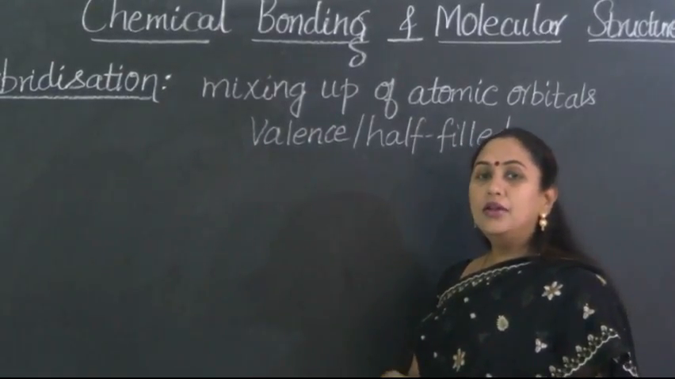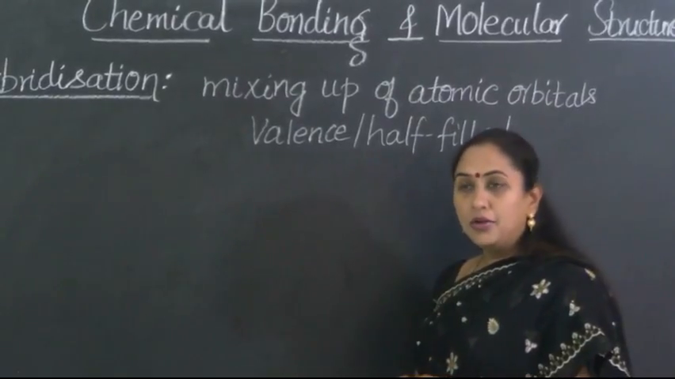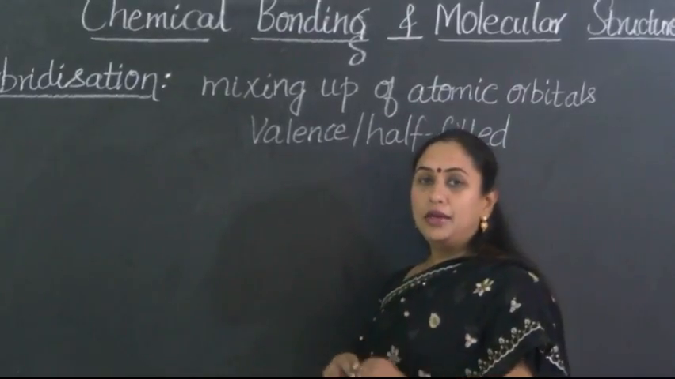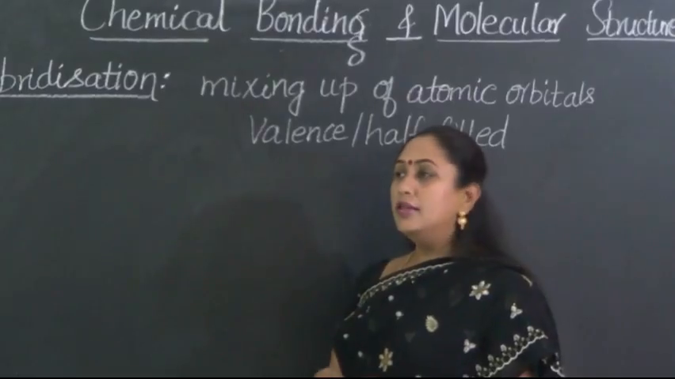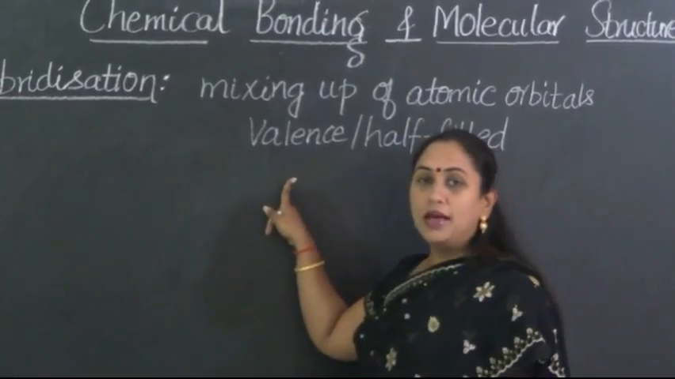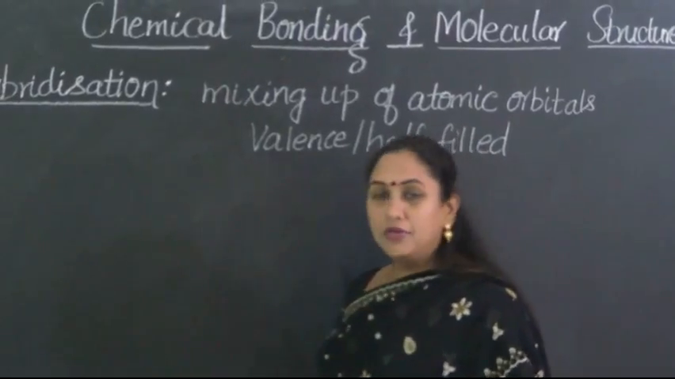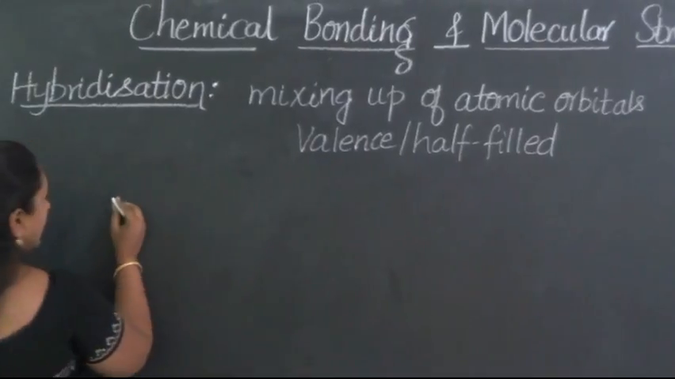Now, why are they undergoing this mixing up? As I told you earlier, they are undergoing bond formation in order to accommodate the coming atoms to form a new molecule. This change is being done within an atom. Now we'll understand about the different types of hybridization. There are many types of hybridization.